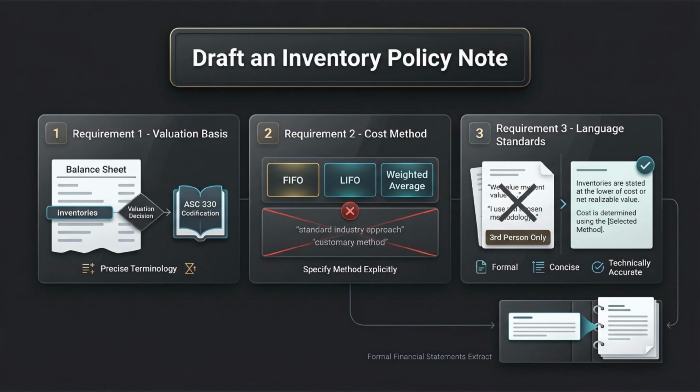Short answer 3 asks you to draft an inventory policy note. The note should be 2 to 3 formal sentences and should include the valuation basis, the cost method, and professional third-person language. Do not write informal phrases like "the company values inventory properly" or "management uses the usual method." Those phrases do not tell users anything precise. Your answer should look like it could appear in actual published financial statements. Write the valuation basis clearly, name the method explicitly, and keep the wording professional.